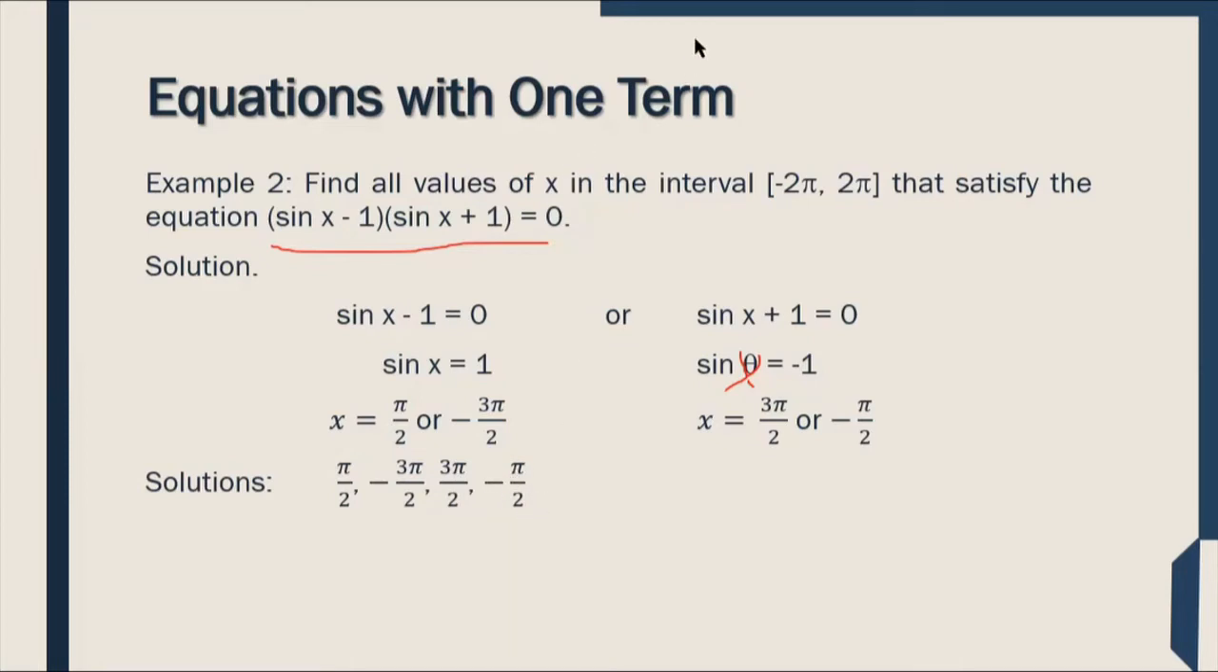So ito yung mga possible solutions natin na qualify dun sa ating closed interval, negative 2 pi less than or equal x less than or equal 2 pi. And that's it.